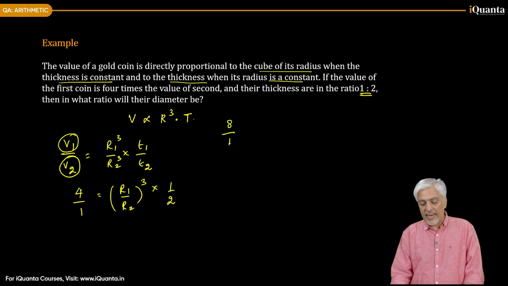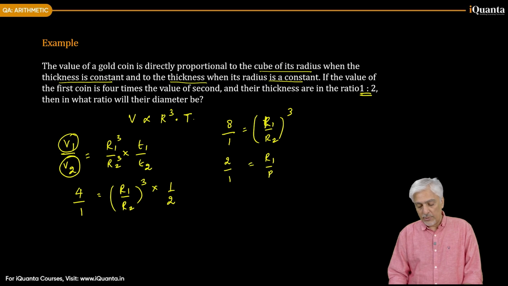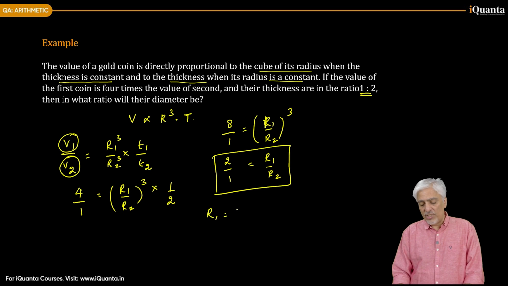4 twos are 8. 8 upon 1 is R1 upon R2 the whole cube. If I take cube roots on both sides, the cube root of 8 is 2, the cube root of 1 is 1, which is R1 upon R2. And therefore, I will get the ratio of the radii as 2:1.